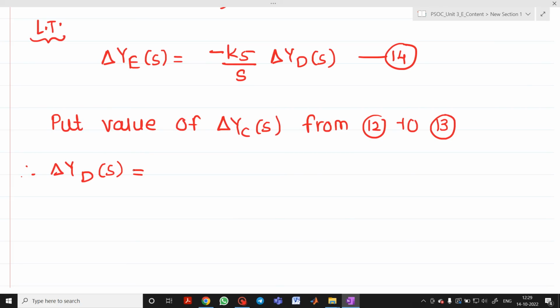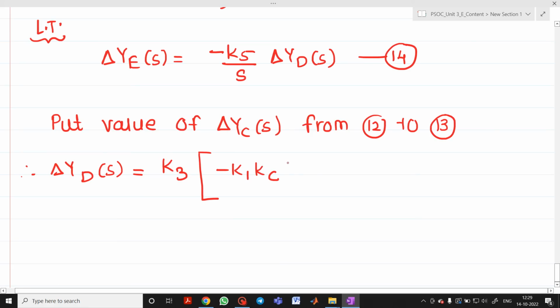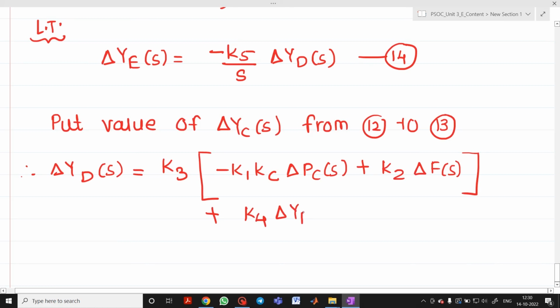So delta yd of S will be equal to k3. Now next is delta yc of S. So in place of that, what am I going to write? I am going to write equation number 12. What is your equation number 12? Minus k1 kc into delta pc of S plus k2 into delta f of S, bracket close, plus the remaining term, it was the same, k4 into delta ye of S. Let me take this as equation number 15.